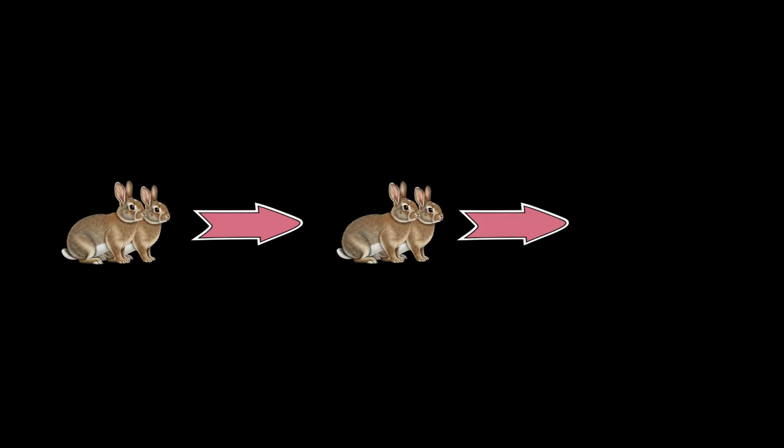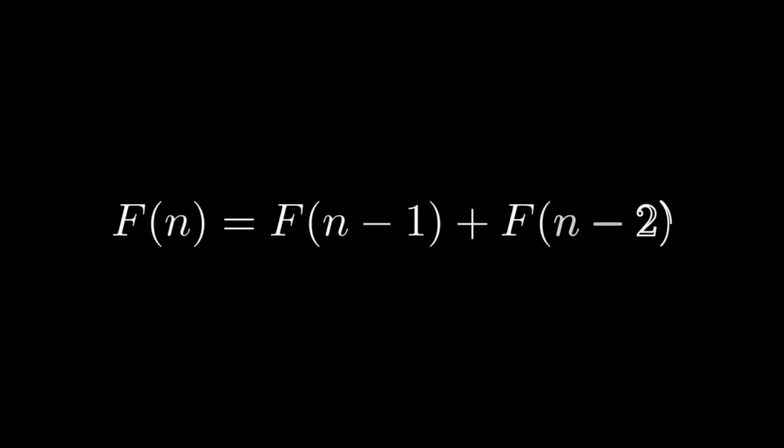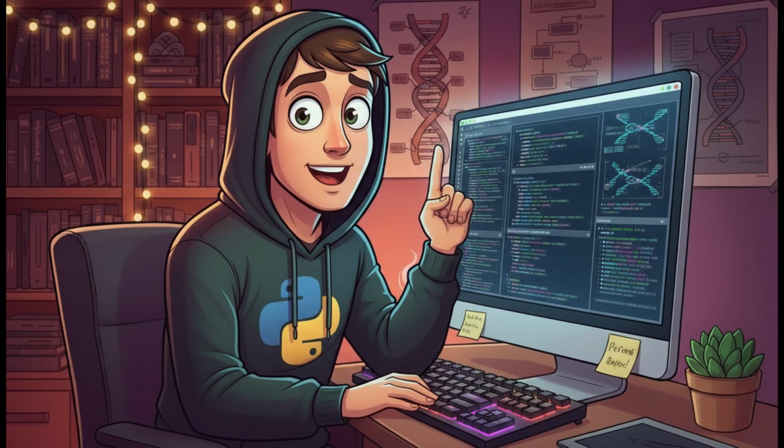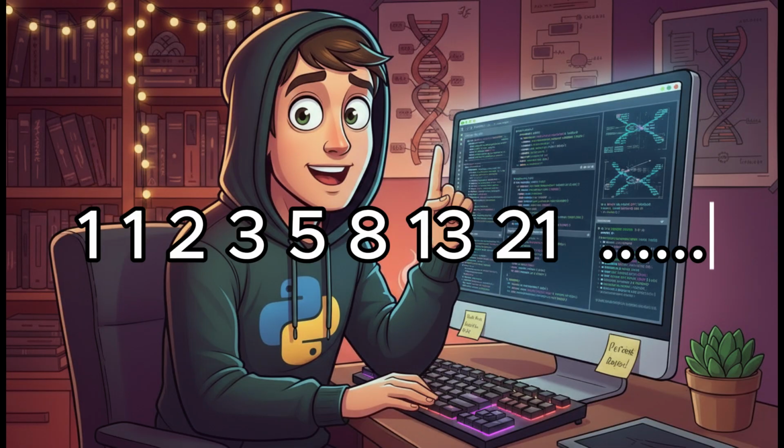Each pair of rabbits takes 1 month to reach maturity, produces one new pair of offspring every month after that, and lives forever. This gave us the beautiful Fibonacci recurrence relation, f(n) = f(n-1) + f(n-2), where f(n-1) represents all the rabbit pairs from the previous month, and f(n-2) represents the new offspring from mature rabbits. Simple, elegant, and it produces that iconic Fibonacci sequence: 1, 1, 2, 3, 5, 8, 13, and so on.